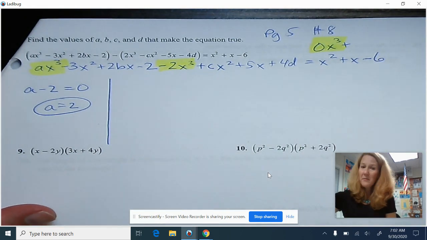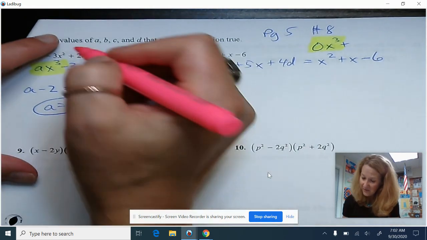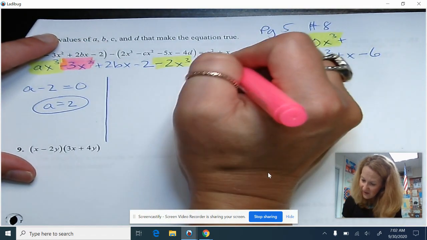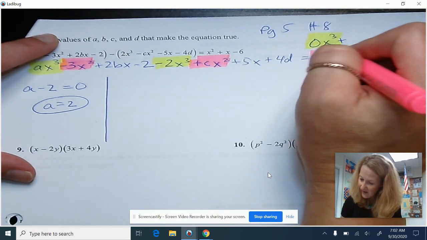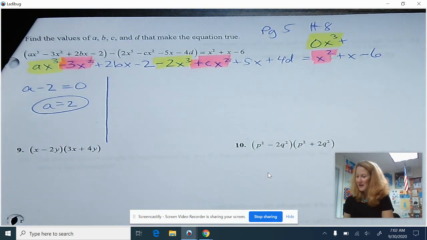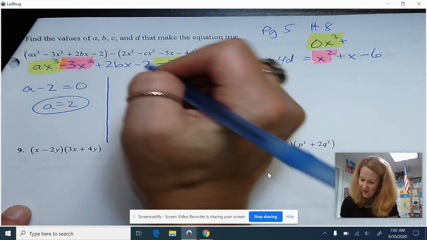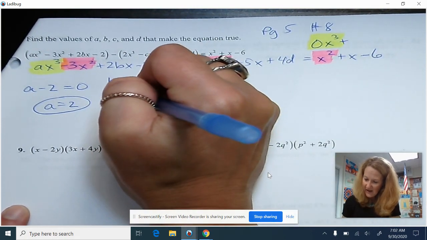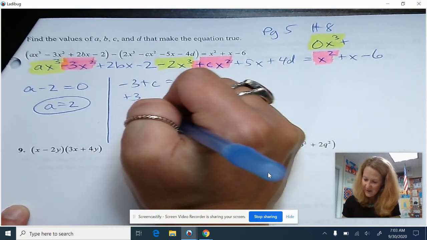All right, and now I'm going to go to pink. Hopefully it comes out this way on the screen. So here's my x squared. Here's another x squared term. And on the right, I have the 1x squared. So when I look at those coefficients, I'm going to have negative 3 plus c equals 1. So I'm going to add 3 to each side and get c equals 4.